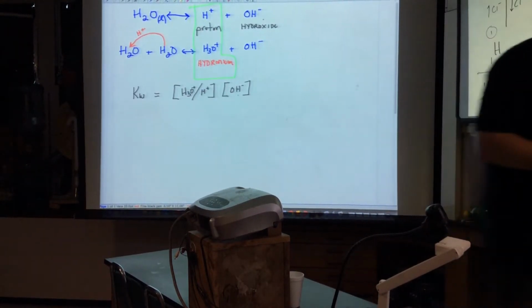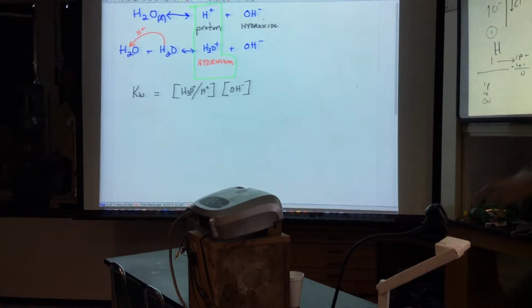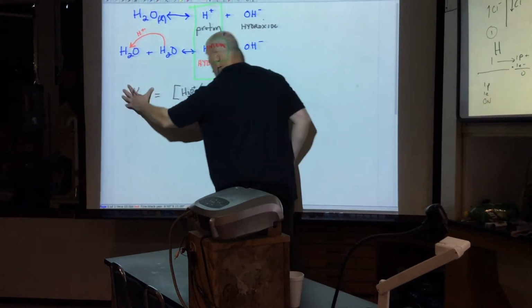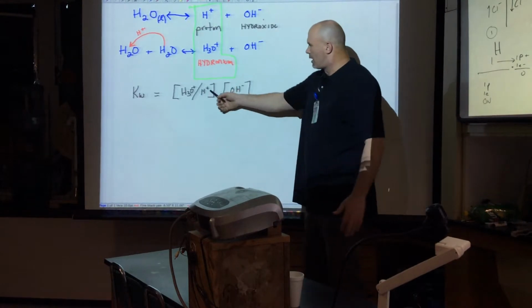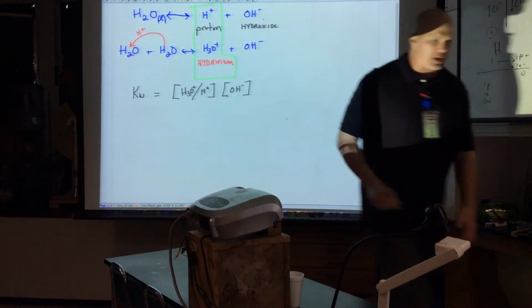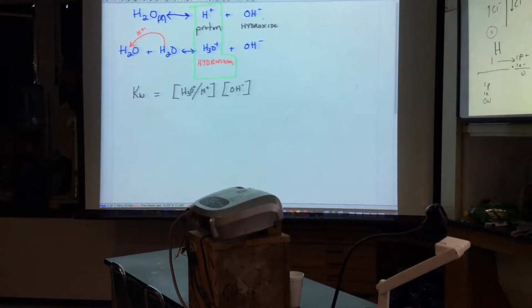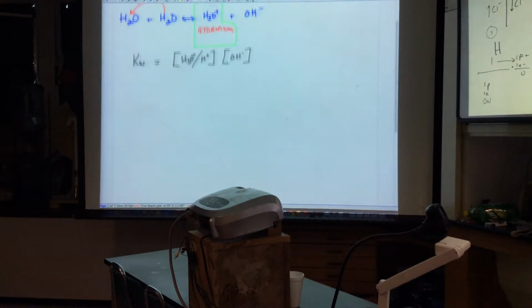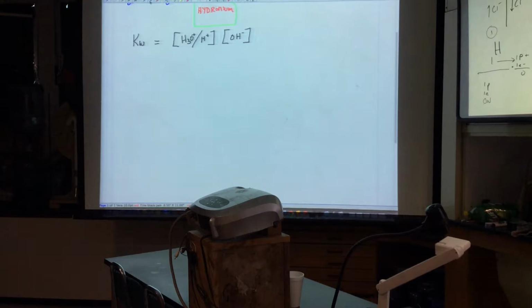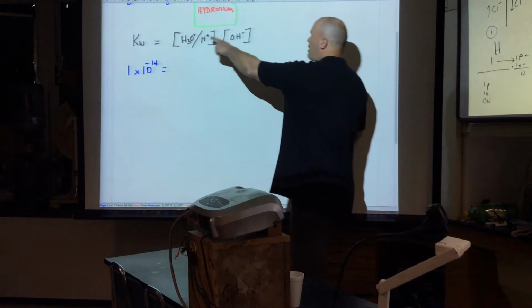Now, because that number, this KW, does not change, and it's linked to a temperature, then we can look at these ratios a little differently. And let me explain. This number for KW actually equals 1 times 10 to the negative 14. Let's put it there. It's a small number. 1 times 10 to the negative 14. What does this mean? This means that water barely becomes this.